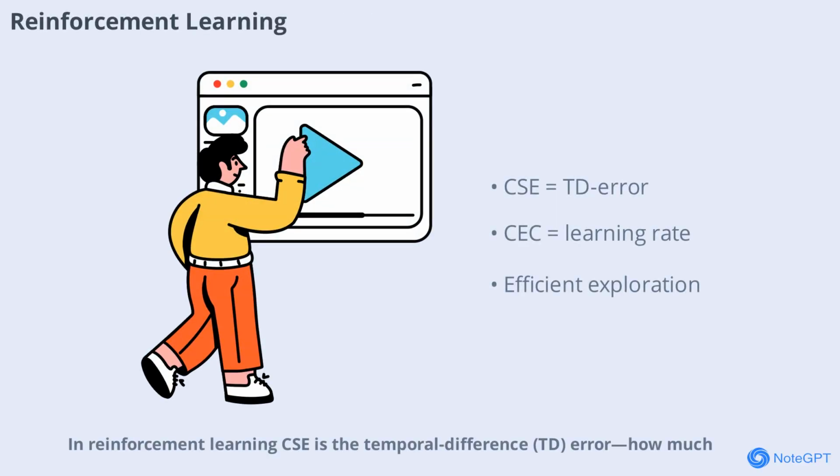In reinforcement learning, CSE is the temporal difference (TD) error, how much the predicted reward differs from the actual outcome. CEC is the local exploration temperature or learning rate. By increasing CEC where TD error is high, the agent explores more or learns faster. Where error is low, CEC drops, consolidating stable behaviors. This adaptive mechanism improves sample efficiency and safety.